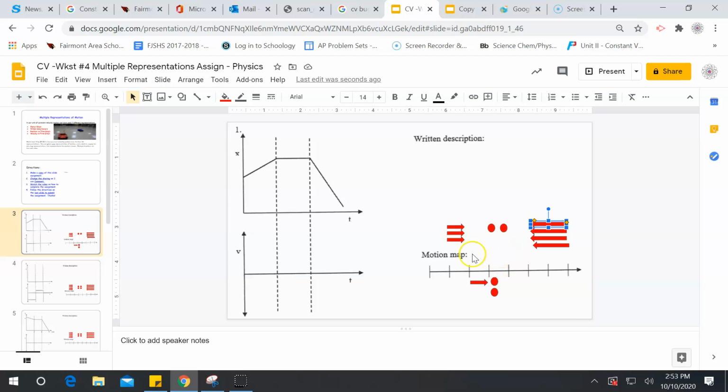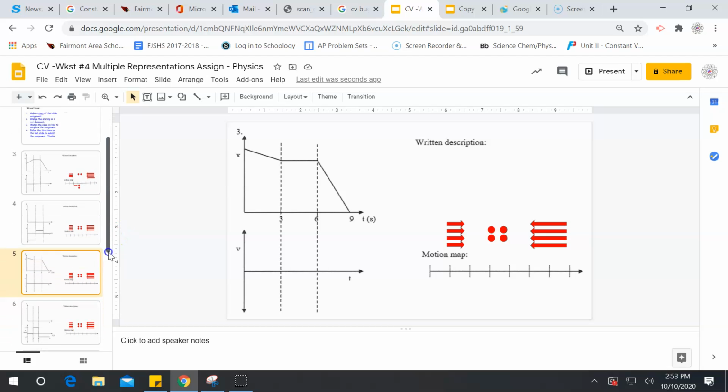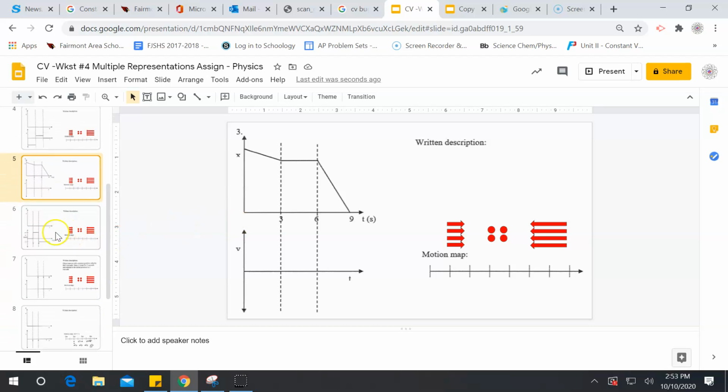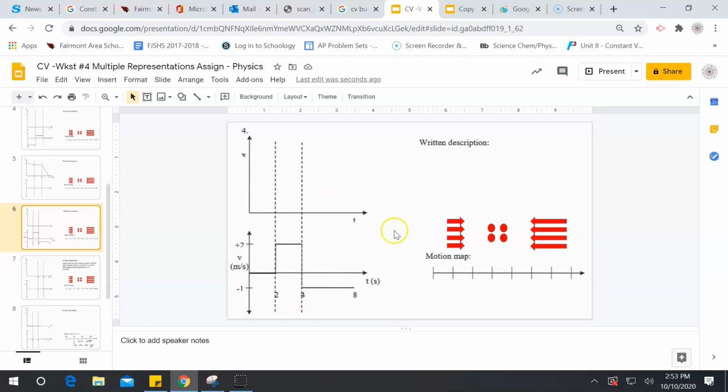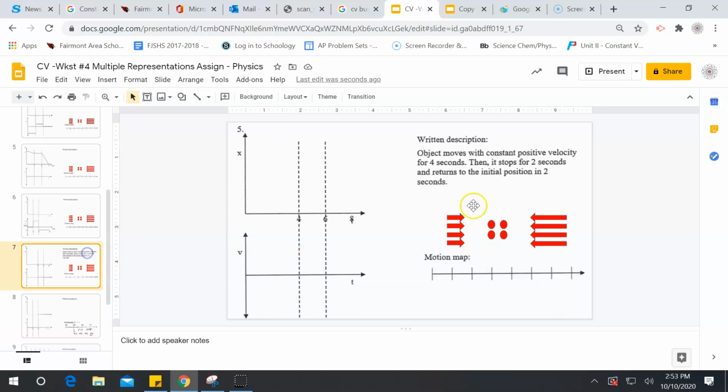So that's showing you how to complete this. You need to complete the rest of the slides. They all have one of the representations given, whether it's a velocity time graph, a motion map, like this one gave a motion map, or if it gave a description. So there are 8 slides to complete, and then on the very last slide, the 10th slide, it will tell you how to submit the assignment. There should be a link there. You should have no problem completing this, and then make sure you submit it using the submission form on the last slide.